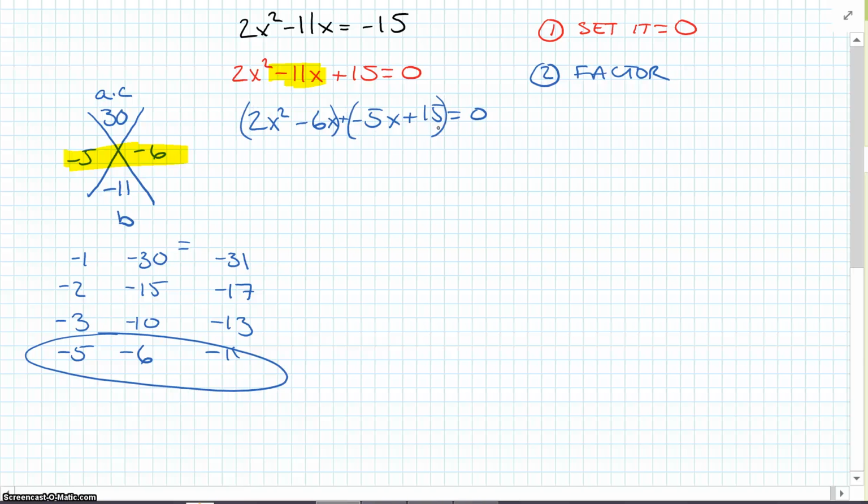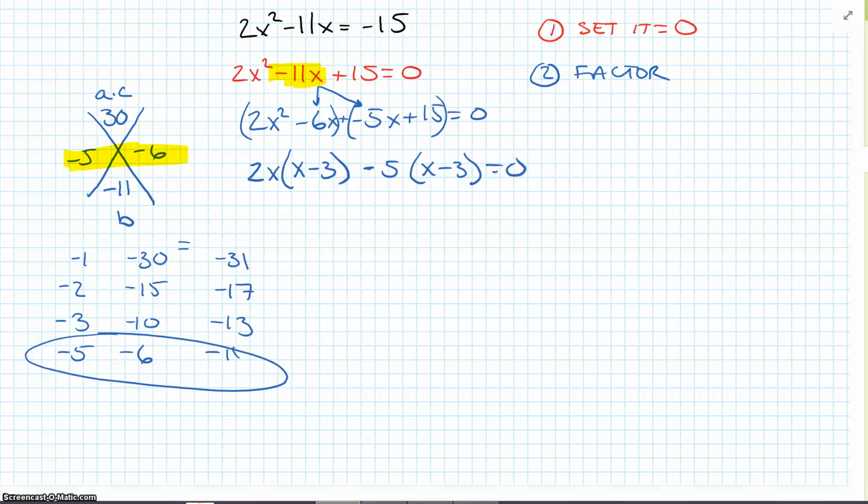Okay, let's factor this down if we can. Again, remember that negative 6x and negative 5x are just coming from our x factors. So what can we factor between 2x squared minus 6x? Well, the GCF is 2x. What is left is x minus 3. On the right side, we can factor out a negative 5, and we're going to get x minus 3 again. All of this is still equal to 0.